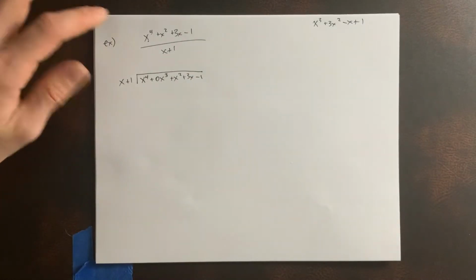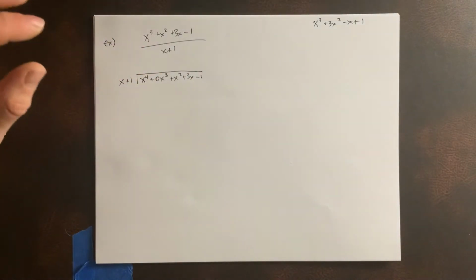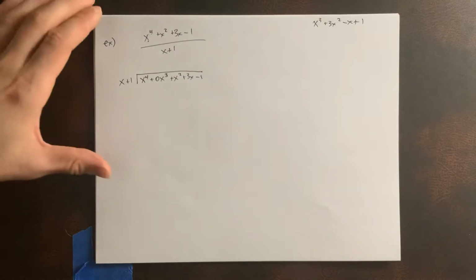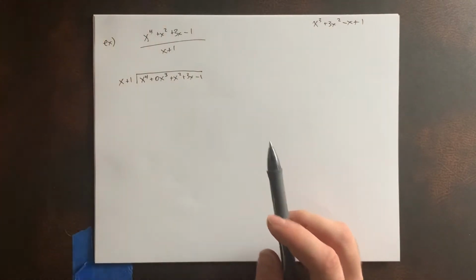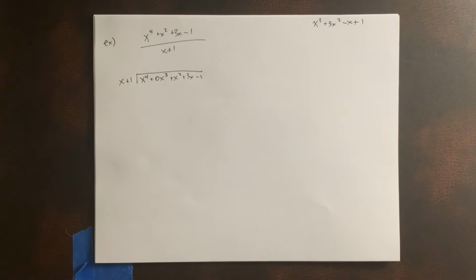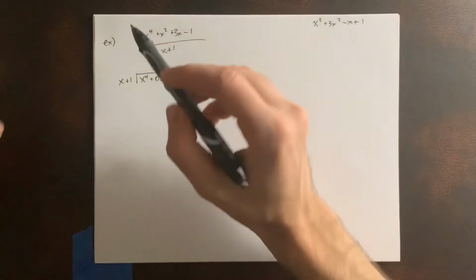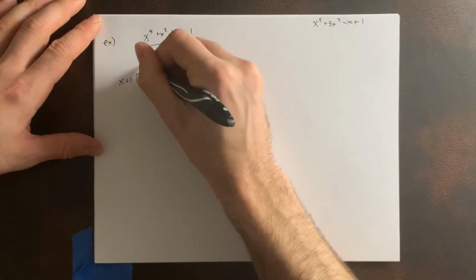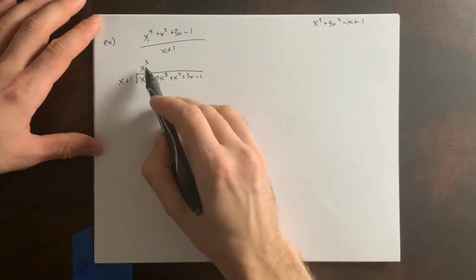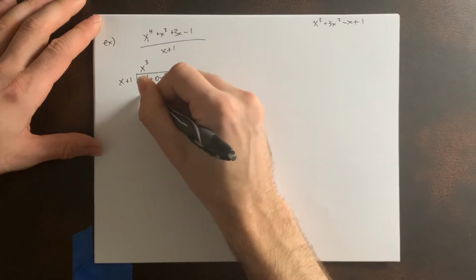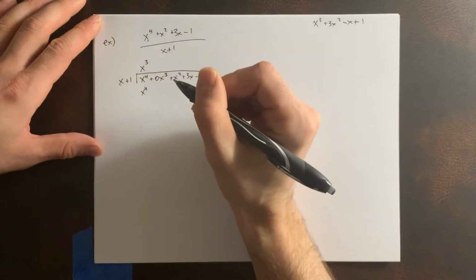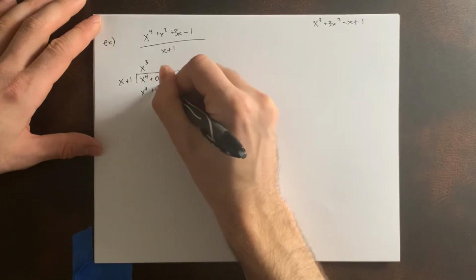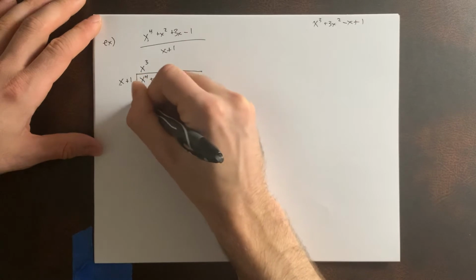And now once we write this, we're going to do the same exact steps as what we did in the last problem. The first thing we needed to do is take the x and see how we multiply to turn it into x to the 4. And that's going to be x to the 3. So we're going to put an x to the 3 here and then do that multiplication. That times that is x to the 4. This times this is x to the 3. Put in parentheses, put a minus sign.